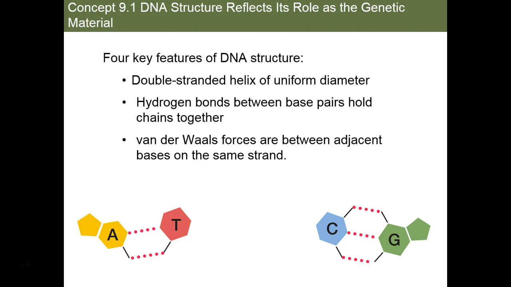Their model had 4 key features that are essential to the structure of DNA. The double-stranded helix had a uniform diameter, hydrogen bonds between base pairs held the chain together, and van der Waals forces between adjacent bases on the same strand also added to the stability of the structure.